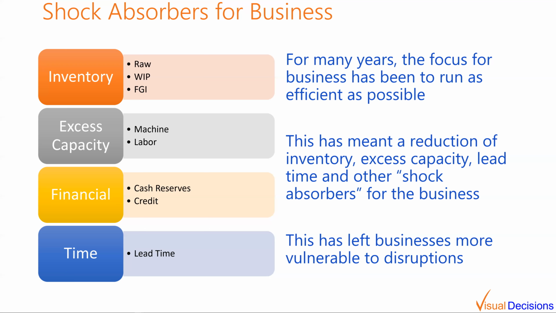For a lot of years, the focus within business has been to run as efficient as possible. And so that's meant reducing these different shock absorbers for the business, reducing inventory, reducing excess capacities, and so forth. And what this has left business is more vulnerable to disruptions. And over the past 20 months or so, we've seen unprecedented disruptions.